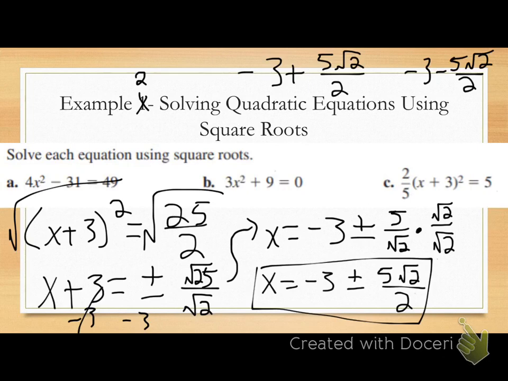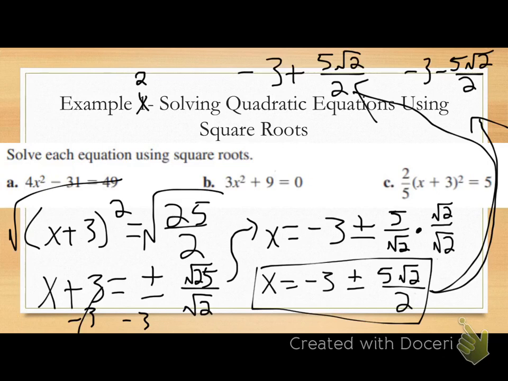What about that over 2? So, we're accounting for the positive and the negative value of 5 square root of 2 over 2, correct? It would have been the same thing. So I have two answers. I split them up here. Here's the positive value, negative 3 plus 5 square root of 2 over 2. Here's the negative value, negative 3 minus 5 square root of 2 over 2.